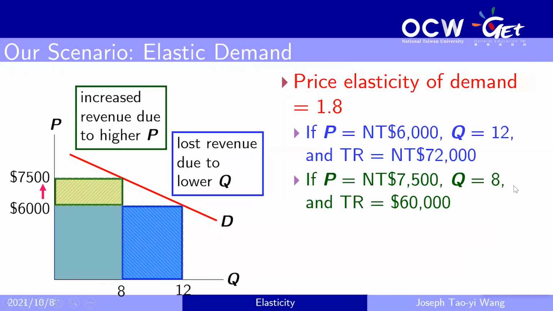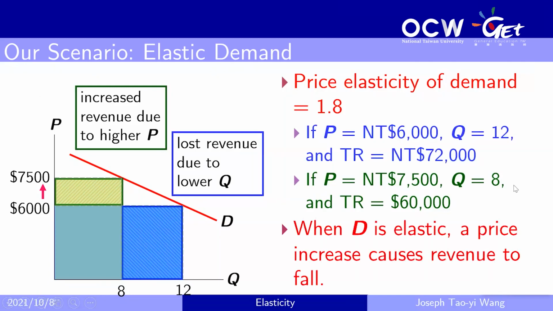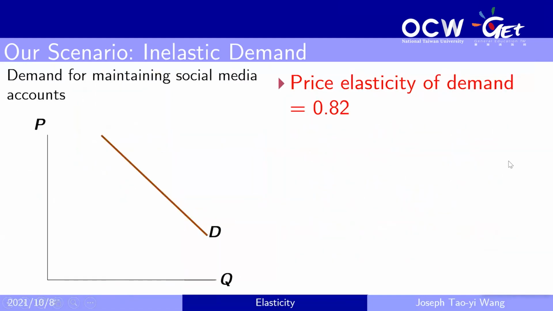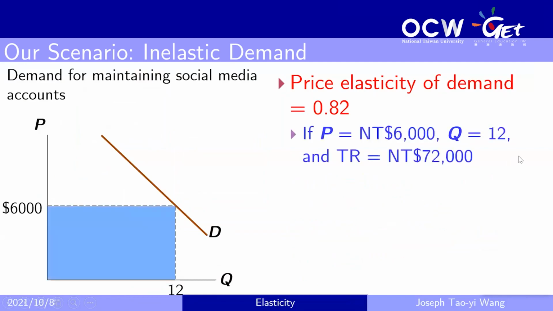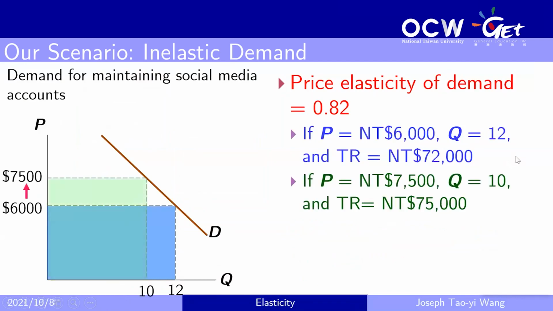And so that happens when you have an elastic demand. When demand is elastic, prices increase, causes revenue to go down. If you think of a different situation where you have an inelastic demand, so you go from quantity demanded of 12 to a quantity demanded of 10. So now the new revenue is 7,500 multiplied by 10, so that's $75,000.